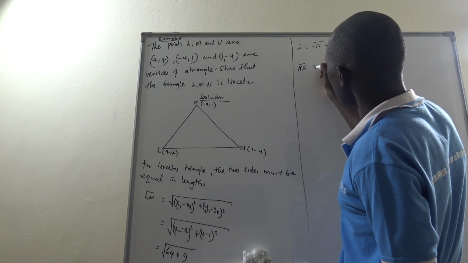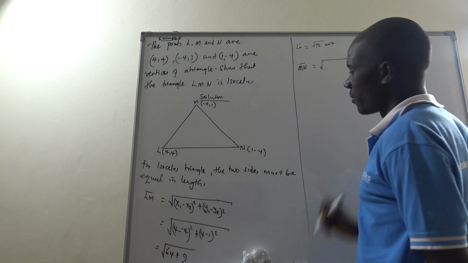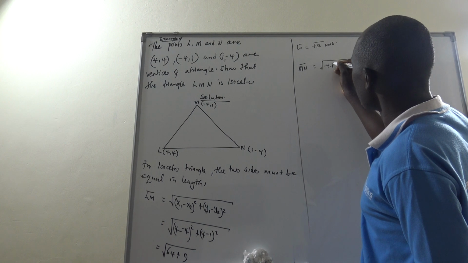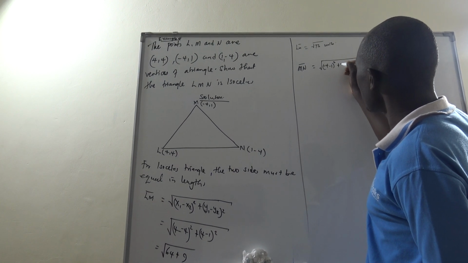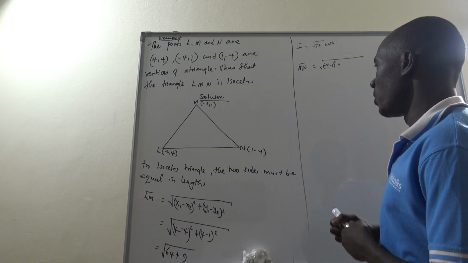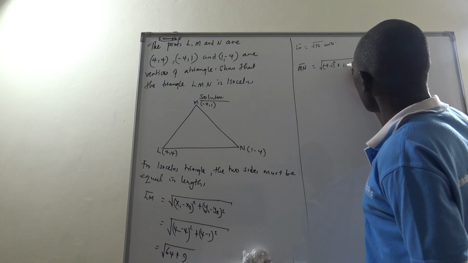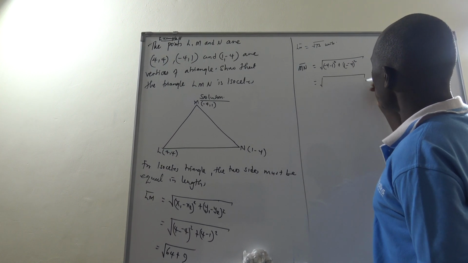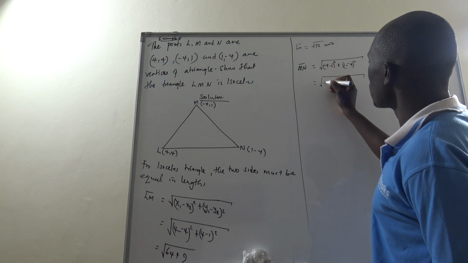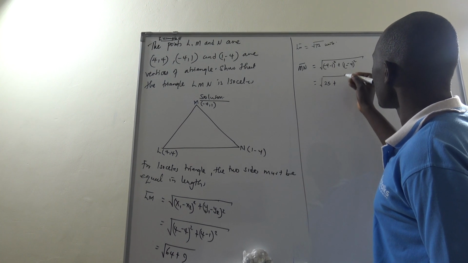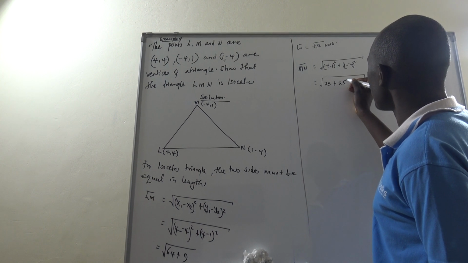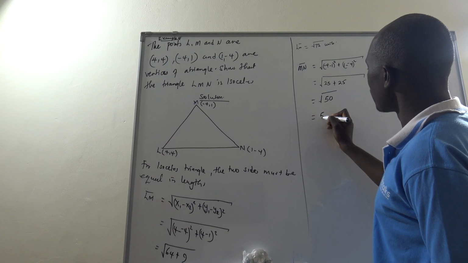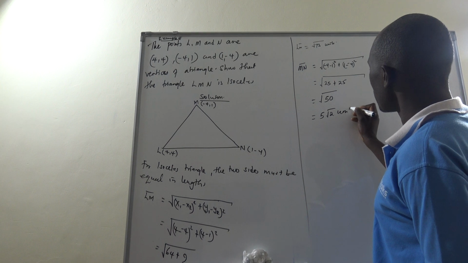So also go to MN. Also prove MN. We still are going to say root of. We are using the same formula. Our x1 is negative 4. Negative 4 minus 1, the whole of it squared, plus y1 is already 1 minus 4 squared, which becomes the root of negative 5 squared, that is 25, plus again 5 squared, that is 25, which becomes root of 50, which is the same as 5 root 2 units.